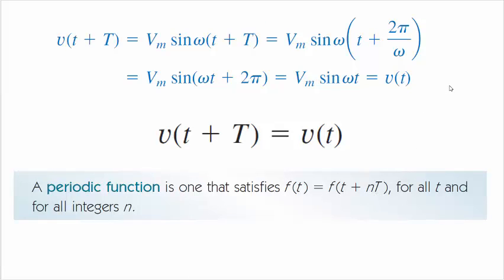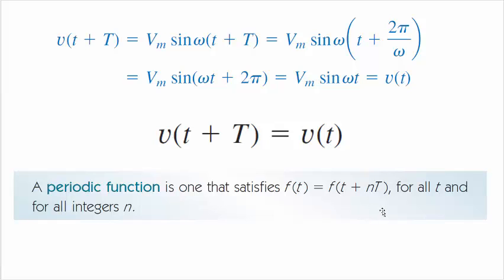So the definition of a sinusoidal function is a periodic function. The definition of a periodic function is one that satisfies that the value of the function is the same as the value of the function plus some time interval, which is shown as an integer times the period right here. So a sinusoid satisfies the definition of a periodic function.